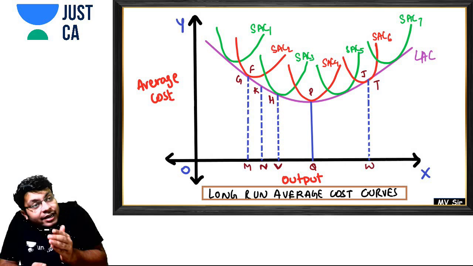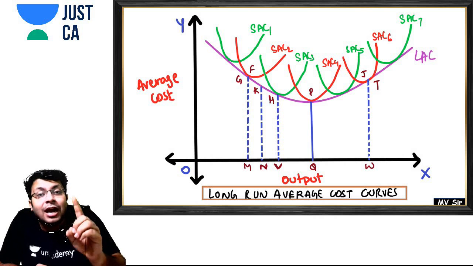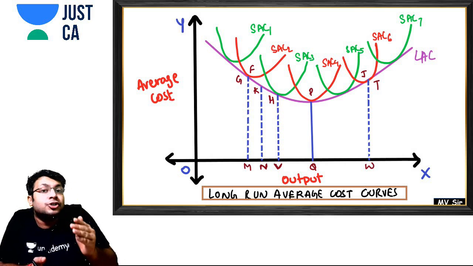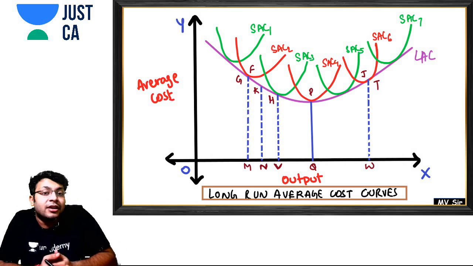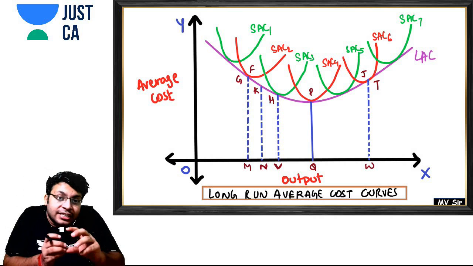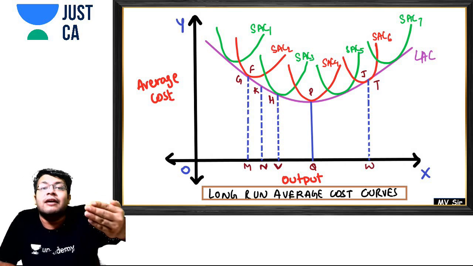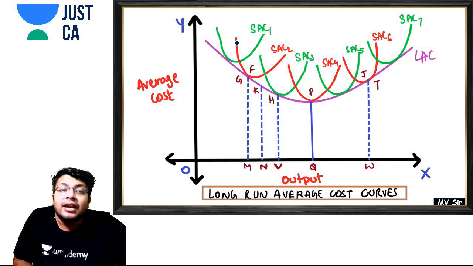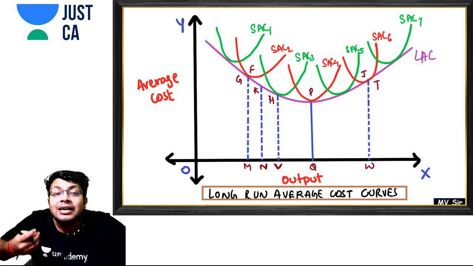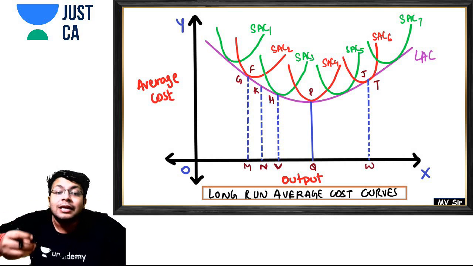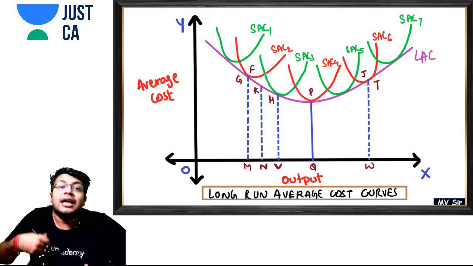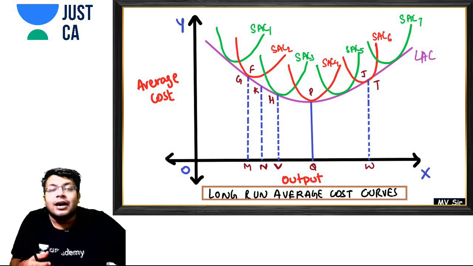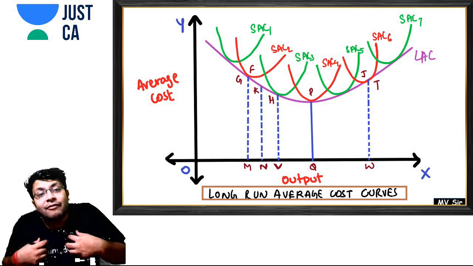If I increase my plant by just one machine, my short-term average cost curve will be different. If I change some of the things, my new short-term average cost curve will be there. So in real life there can be multiple possible short-term average cost curves. There can be multiple plants. There can be multiple plant sizes which I want.